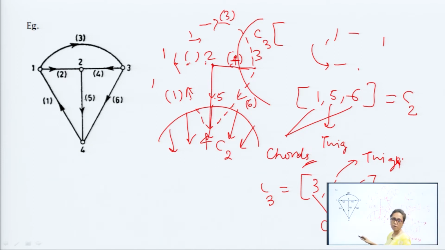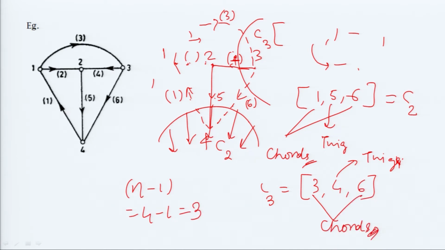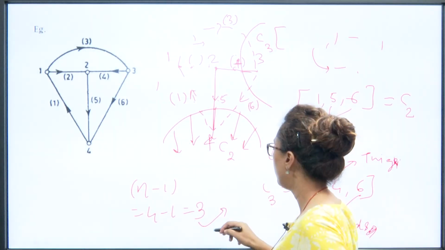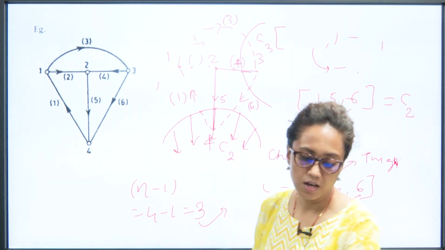So the total number of fundamental cut sets is nothing but n minus 1, that is equal to 4 minus 1, that is equal to 3. So for this one co-tree, there are 3 fundamental cut sets.